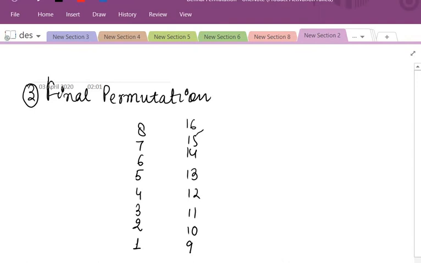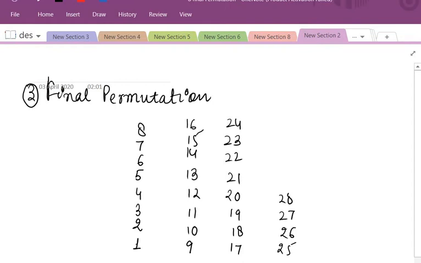Then again you start 17, 18, 19, 20, 21, 22, 23 and 24. And the last one is 25, 26, 27, 28, 29, 30, 31 and 32. Then you have to stop at the 32 and start writing from there.